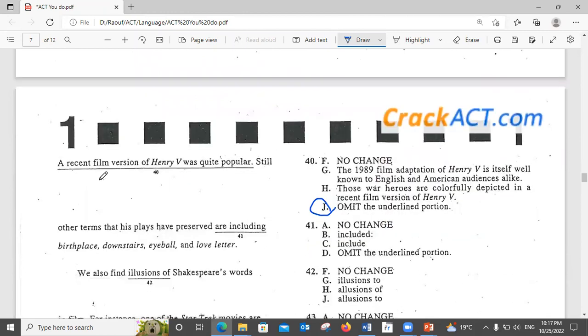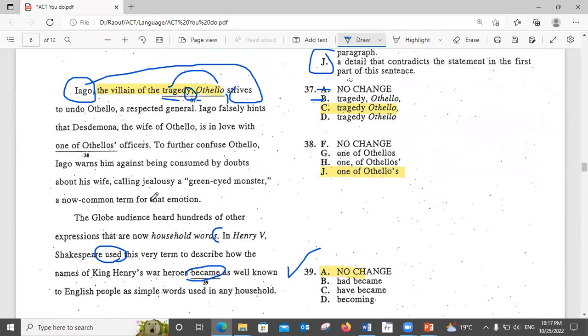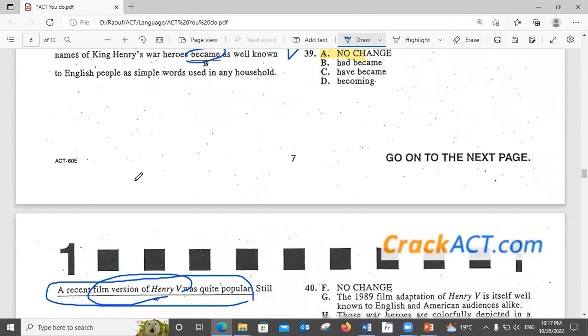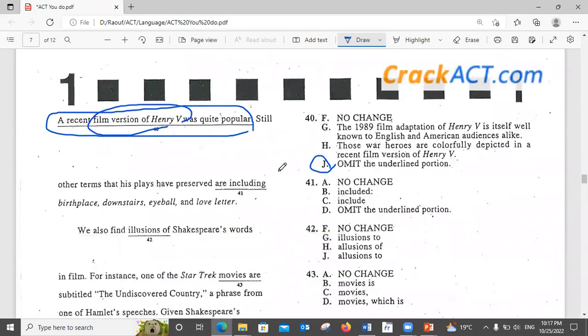Let's see. A recent film version of Henry V was quite popular. Still, other terms that his plays have preserved include... What is this sentence about? The sentence is about the film itself. And the paragraph is not about movies, not about films. It's about the effect of Shakespeare on the English language. He created a language called Shakespearean language. So it's not about movies. So I don't need it.